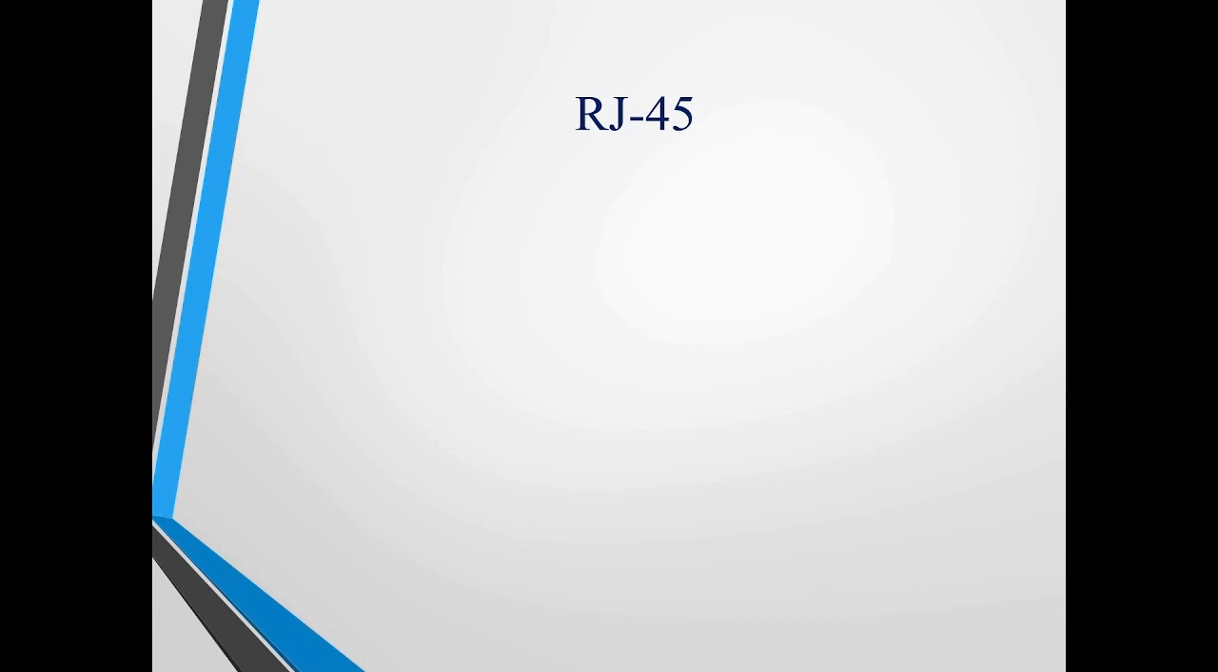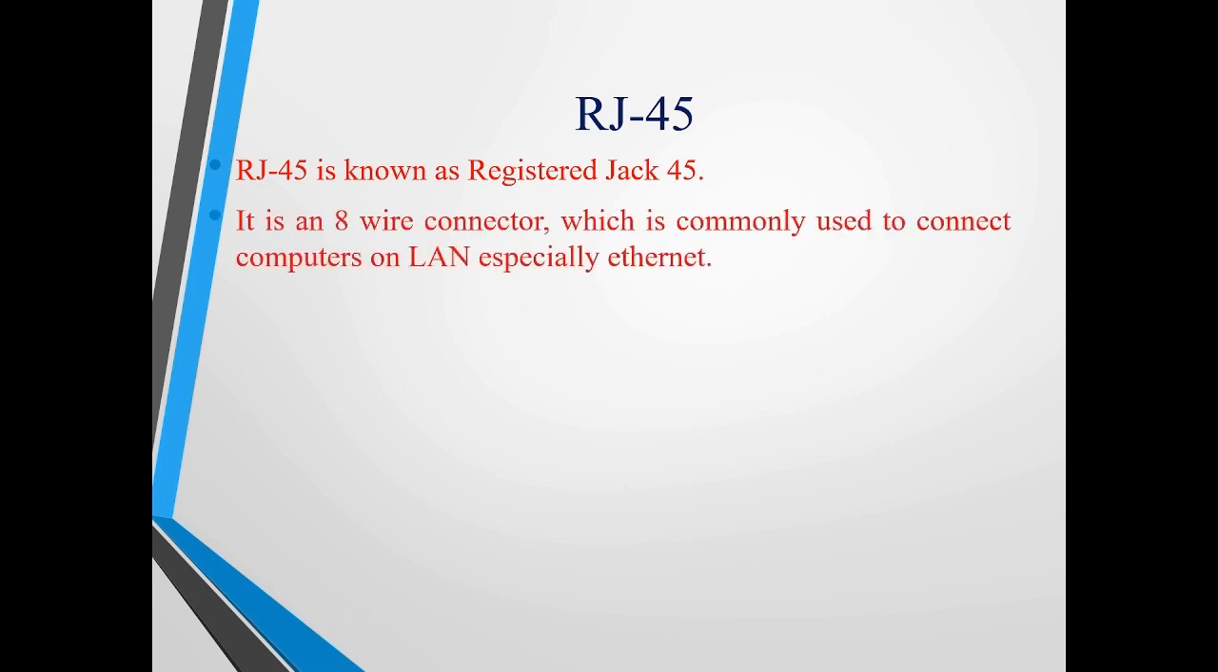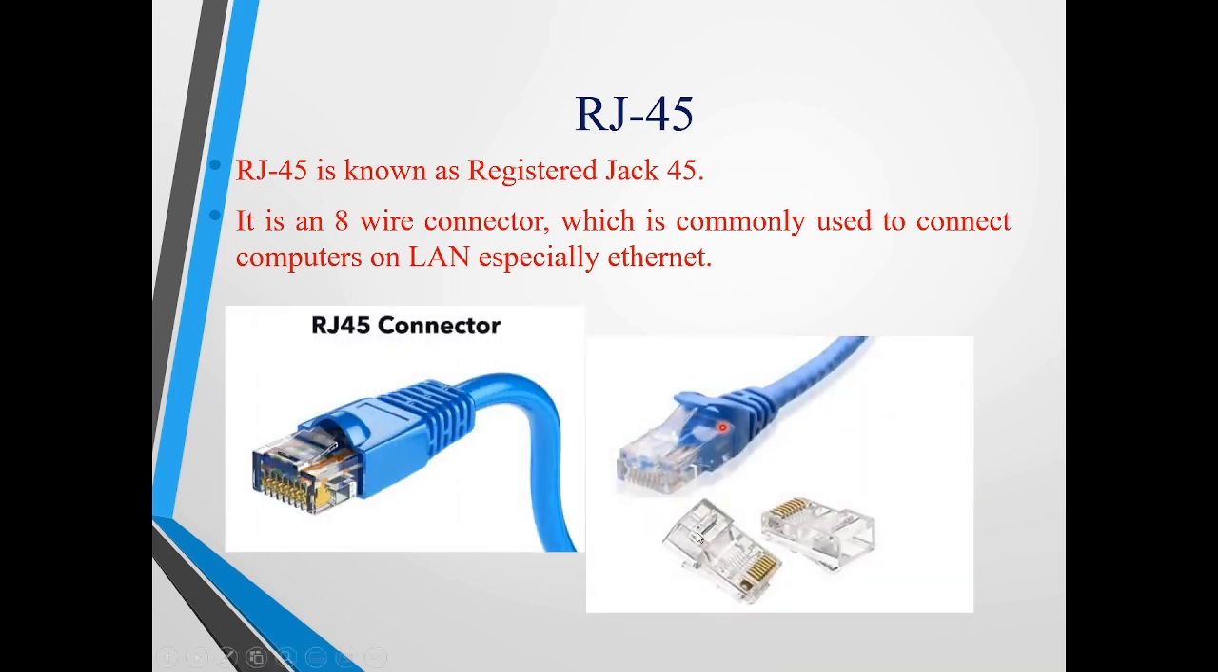Now we have the next networking device, that is known as RJ45. The full form of RJ45 is Registered Jack 45. It is connected with the Ethernet cable, and it is an 8 wire connector which is commonly used to connect computers on a LAN, especially Ethernet. It looks like this. This is the RJ45 connector. In total it has 8 wires.